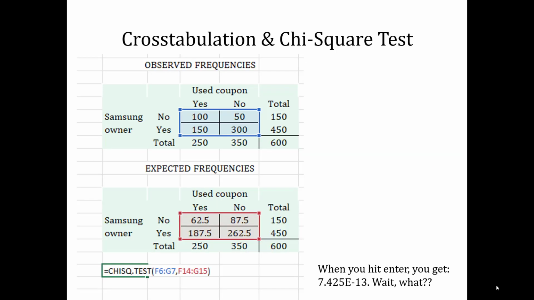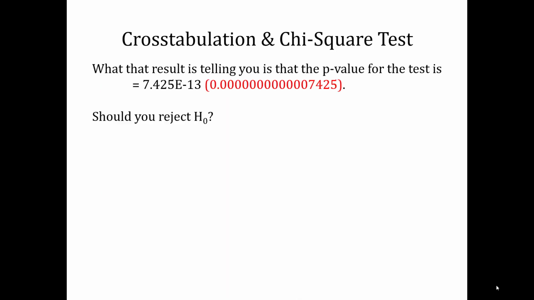Here's how to set it up. You have the original crosstab on top with the observed frequencies. Then you create a new table and enter the expected frequencies there. In the last step, you use the Excel function CHISQ.TEST and enter the range for the observed, then a comma, and then the range for the expected frequency. And when you hit enter, you get this strange looking result, 7.425 E minus 13. What on earth is that? Did I make a mistake? No, I did not. Here the p-value is so small that Excel writes it in scientific notation.